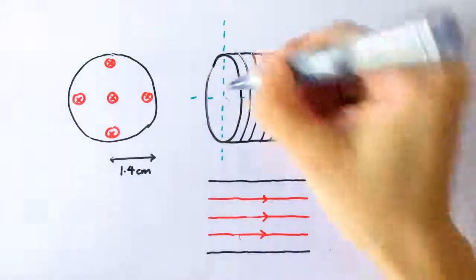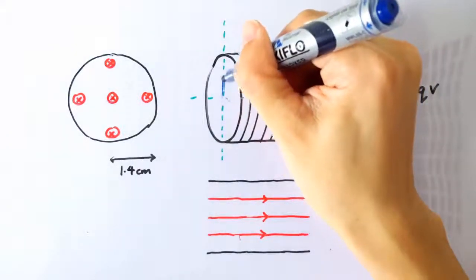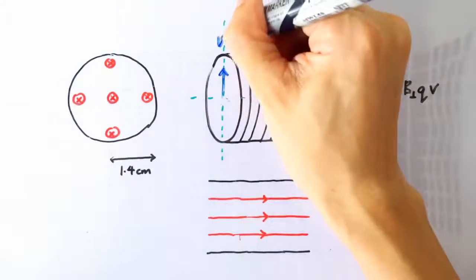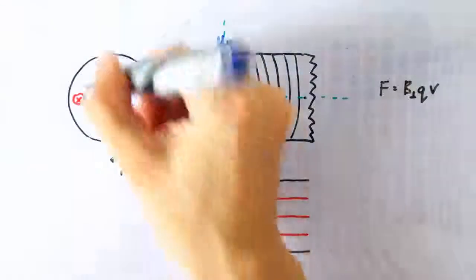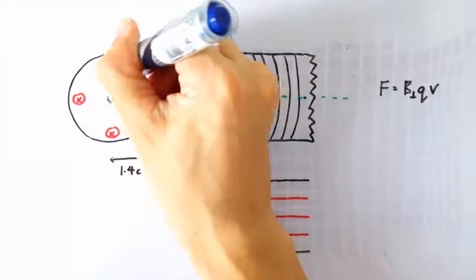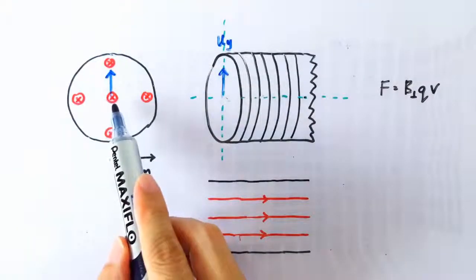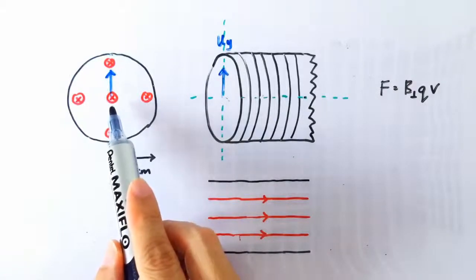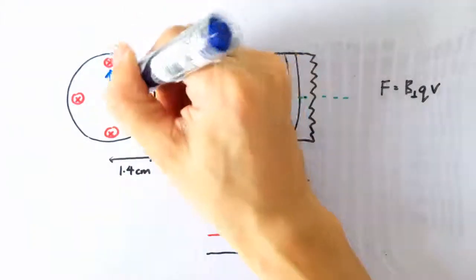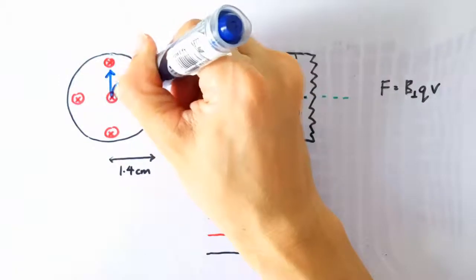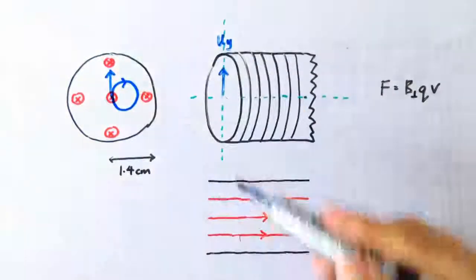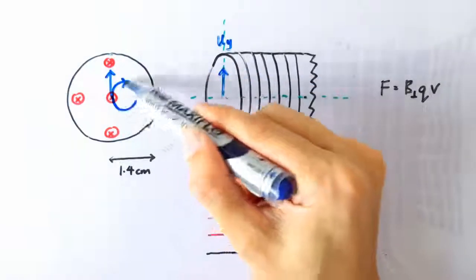We can also project the electron beam vertically in the coil. If we do that, then we realize that the electrons will be traveling in a direction that's perpendicular to the magnetic field. And we are familiar with this situation. This will result in a circular motion. So the electrons will keep circling in the coil.